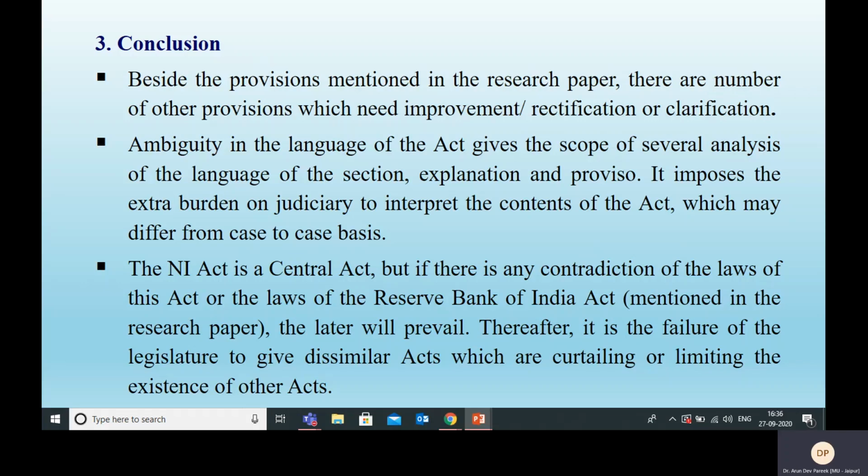As far as the conclusion is concerned, besides the provisions mentioned in the research paper, there are a number of other provisions which need improvement, rectification, or clarification. Ambiguity in the language of the Act gives scope for several analyses of the language of the section, explanation, and proviso. It imposes an extra burden on the judiciary to interpret the contents of the Act, which may differ from case to case. The Negotiable Instruments Act is a central act, but if there is any contradiction between the laws of this Act and the laws of the Reserve Bank of India Act, mentioned in the research paper and discussed in detail, the latter will prevail. Thereafter, it is the failure of the legislature to give dissimilar acts which are curtailing or limiting the existence of other acts.